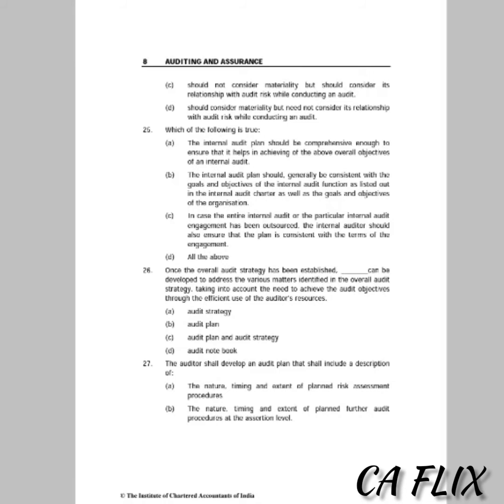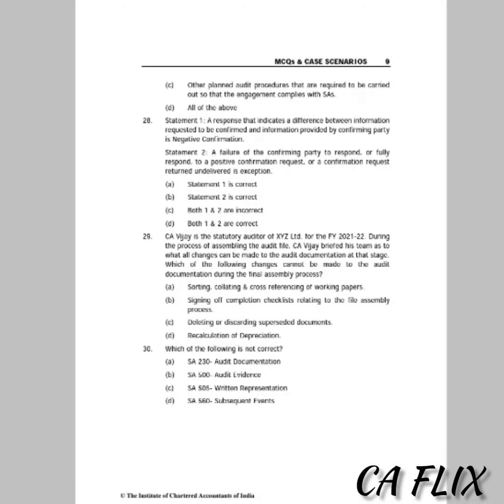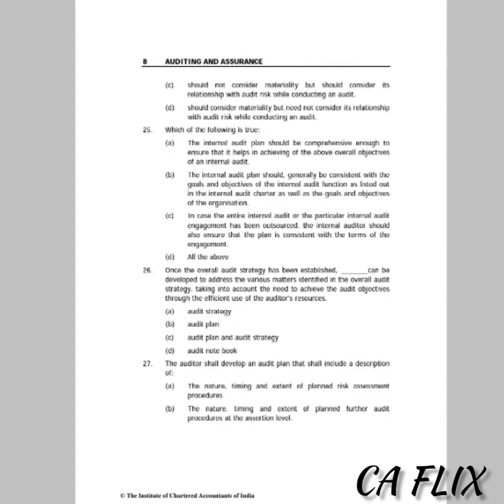Question 27. The auditor shall develop an audit plan that shall include a description of: option A, the nature, timing and extent of planned risk assessment procedure. Option B, the nature, timing and extent of planned further audit procedure at the assertion level. Option C, other planned audit procedure that are required to be carried out so that the engagement complies with SAs. Option D, all of the above.